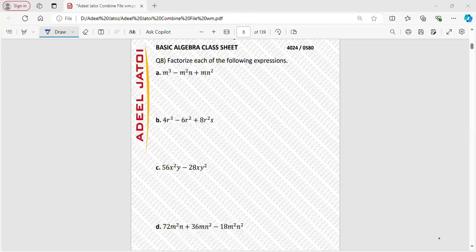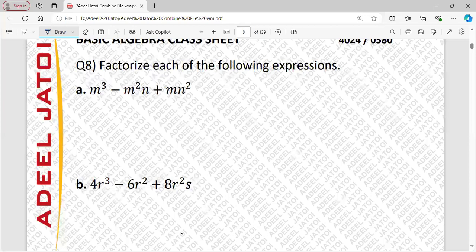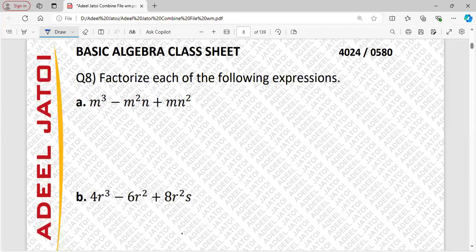Let's just complete question number 8. If you see m cube minus m square n plus mn square, right? Can we see that m is the lowest power, because m square and m cube cannot be taken as common, only m can be taken as common. So what are we left with? M square minus mn plus n square.